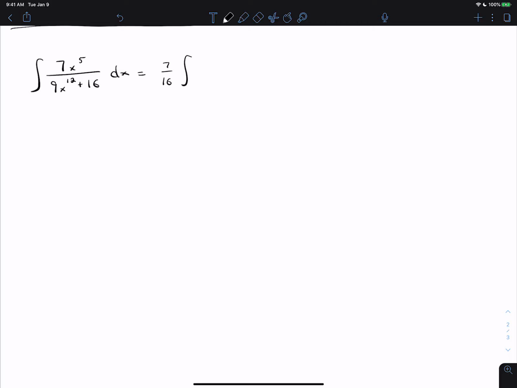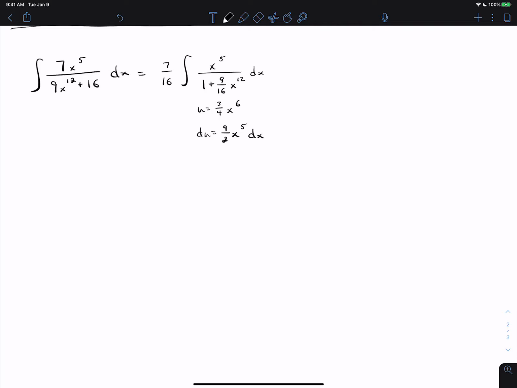So to match inverse tangent, we need the constant on the bottom to be a 1. So we factor out the 7 from the top and the 16 from the bottom, and we get 1 plus 9/16 x to the 12th on the bottom. U is then the square root of that second term, which is 3/4 x to the 6th. It's what you square to get 9/16 x to the 12th. Du then is 18/4 or 9/2 x to the 5 dx.